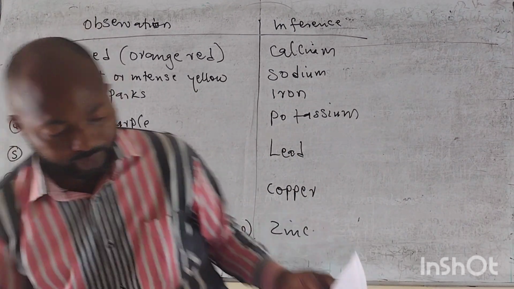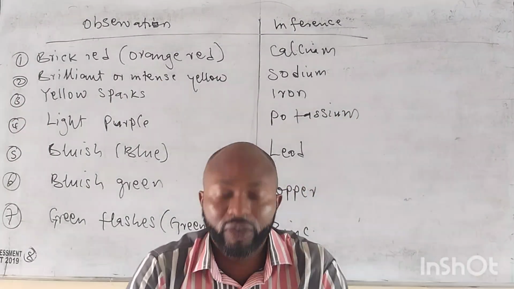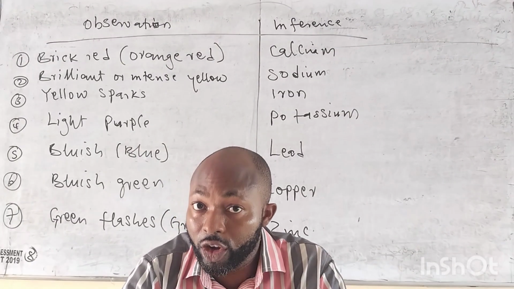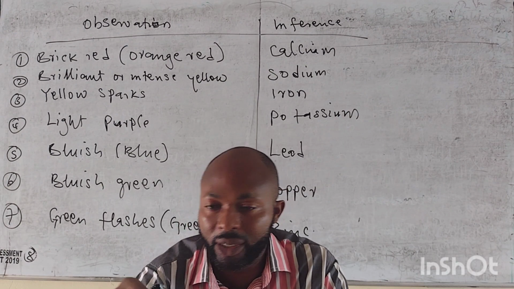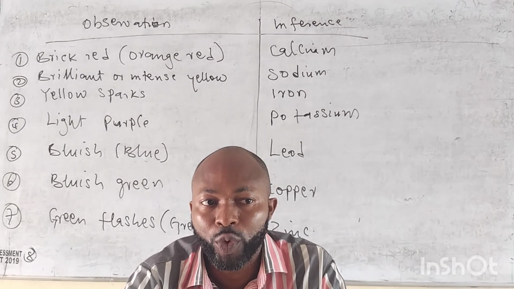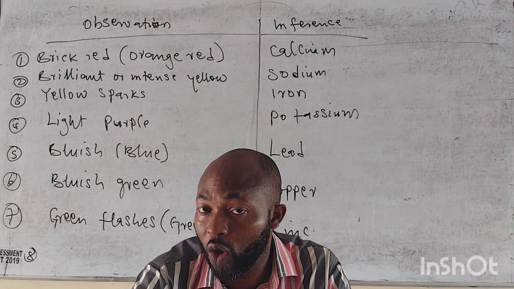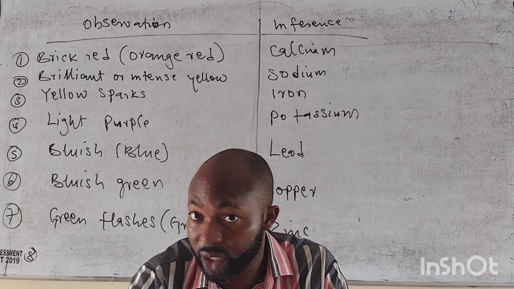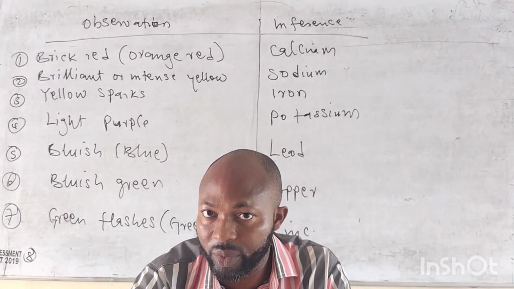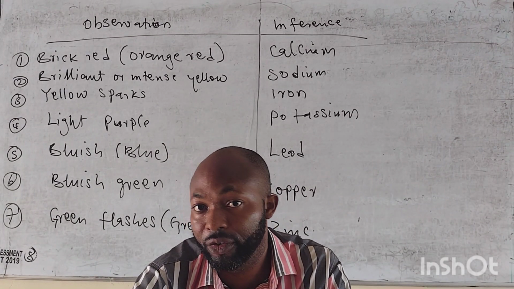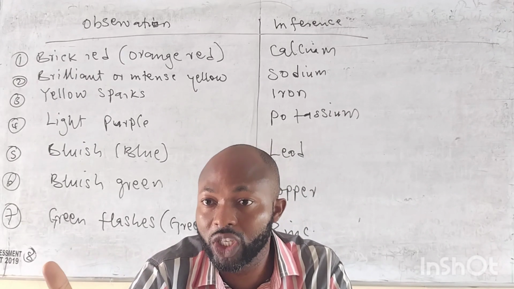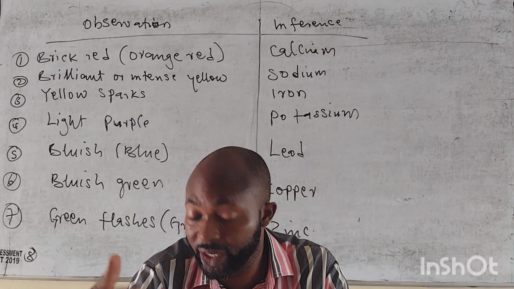All right, now in the flame test, like we have seen, remember I said earlier, we use a nichrome wire or platinum wire, dip it in concentrated HCl to clean it, and after cleaning it, we moisten a little of the sample in a watch glass with HCl. We use the wire, pick a little of it, and subject it to the hottest part of the flame. The color that it gives you, you'll be able to use it to identify the various elements that are present.